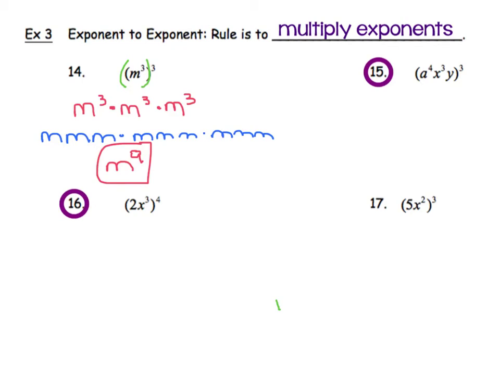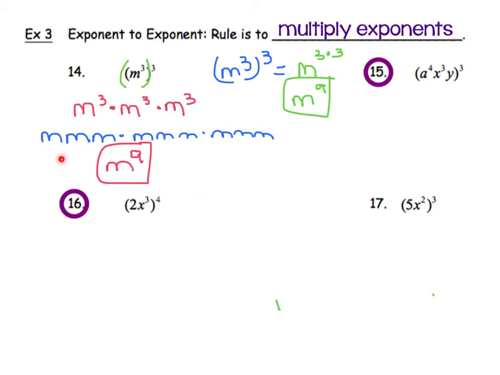Now, if you want to use the rule, which says that anytime you have exponent to exponent, you multiply the exponents, this is what it would look like. Okay, so I have m to the third. All I have to do is take the exponents and multiply them. Well, 3 times 3 gives me m to the 9th. Okay, but that's me knowing that the rule says to multiply exponents. A lot of us don't do a good job of memorizing rules, so that's why I like the expansion way better, because it's kind of foolproof.